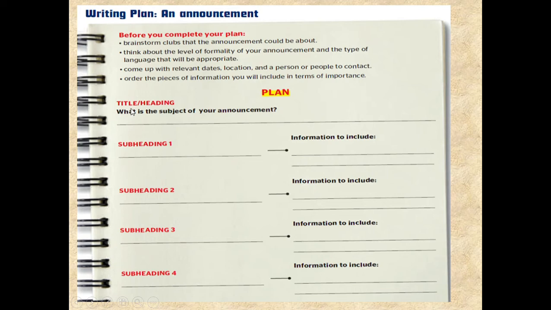You start with the title. Just answer this question to get the title: what is the subject of your announcement? For what or about what? Subheadings, like what? Subheading 1 is about the information to include, like the activities of the clubs. Subheading 2 is also information, like the duration or the time. Subheading 3 is like the place. And finally, for more information, how to contact the people who are responsible for these clubs.